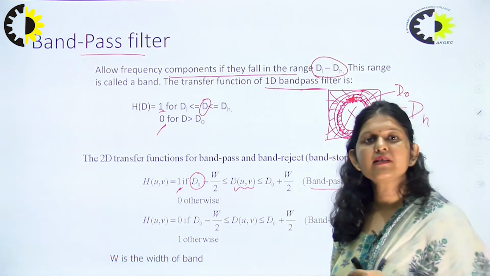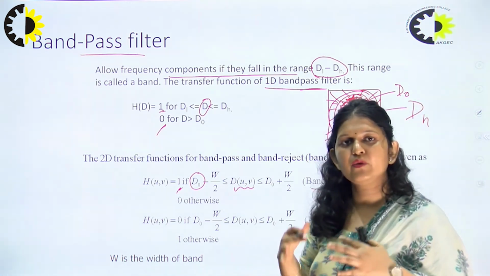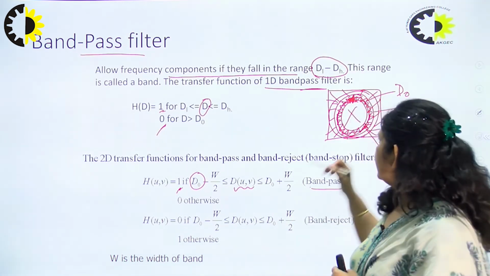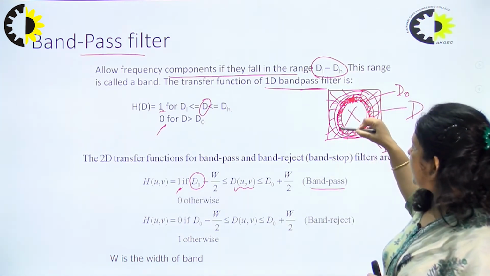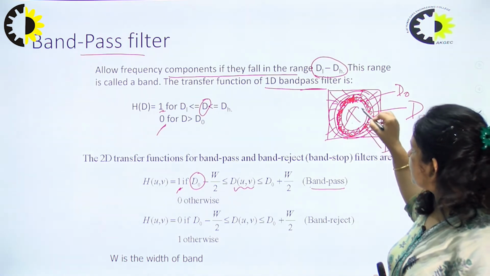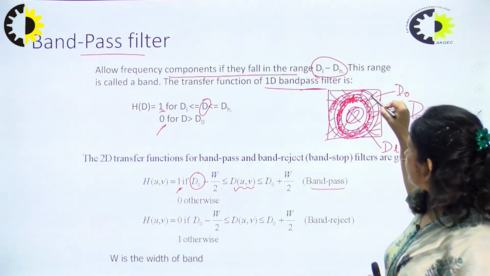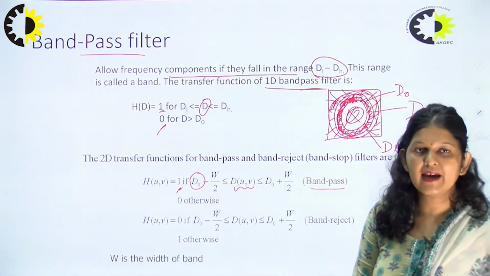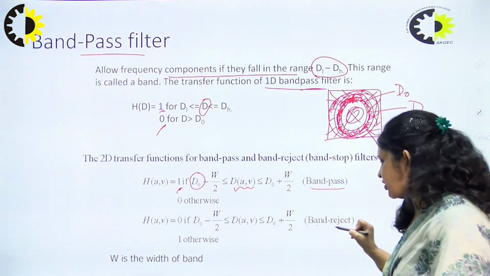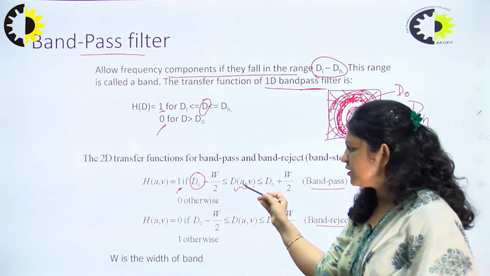Now I want to just remove this particular band and keep all other frequency components. That is, we want to discard this band and keep this part and this outer part also. In that case, we use the band reject. It would be just the reverse of this.